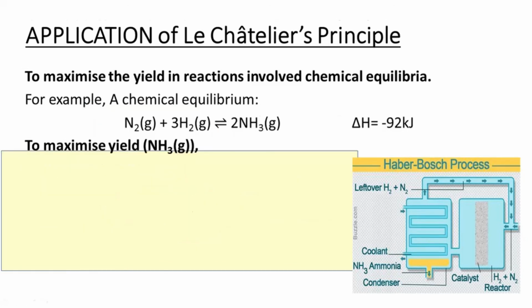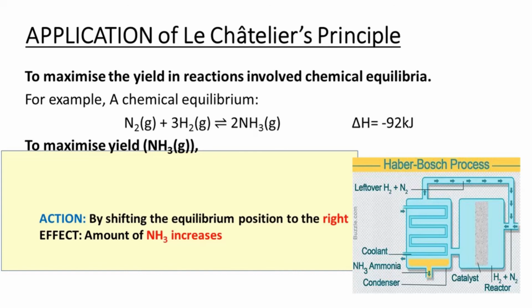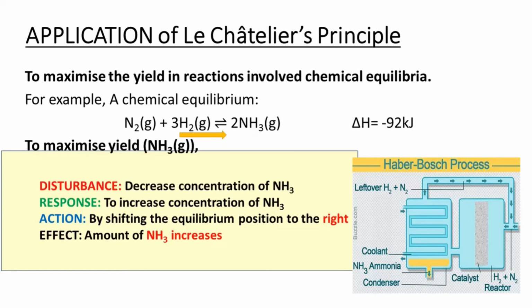The manufacturers can also increase the amount of ammonia in the new equilibrium by manipulating the concentration of the product ammonia. How does this work? To increase the amount of ammonia, the equilibrium position again must shift to the right. To shift the equilibrium position to the right, the system responds to increase the concentration of ammonia. Hence, the initial equilibrium system must have been disturbed by decreasing the concentration of ammonia.